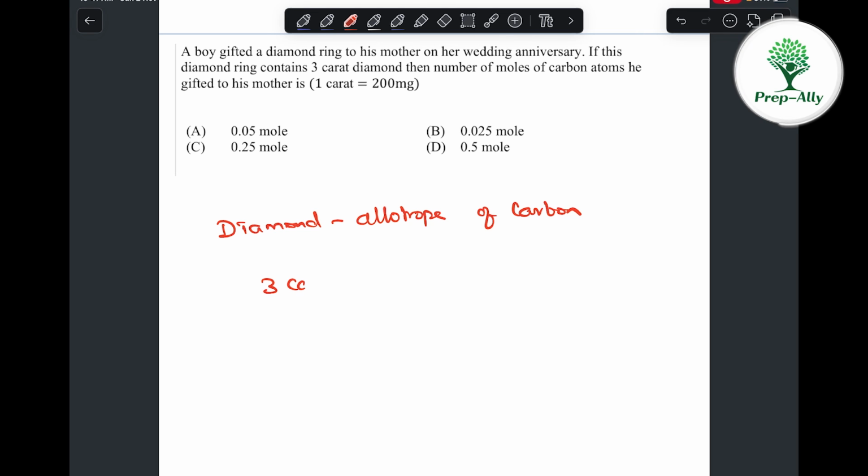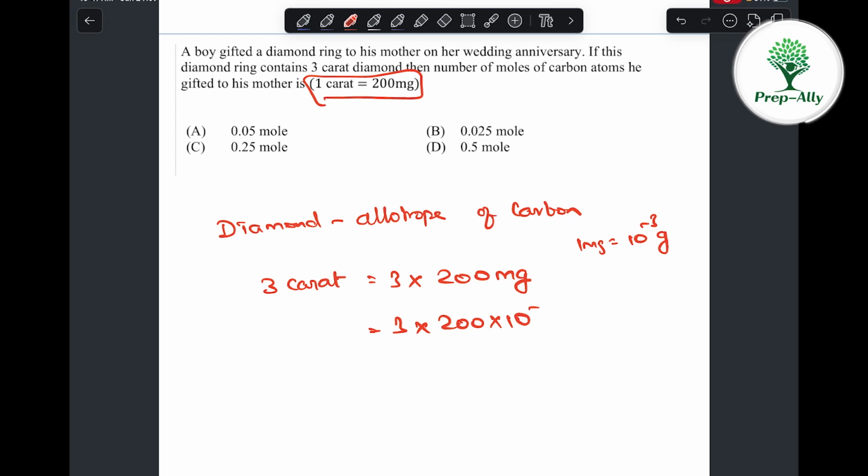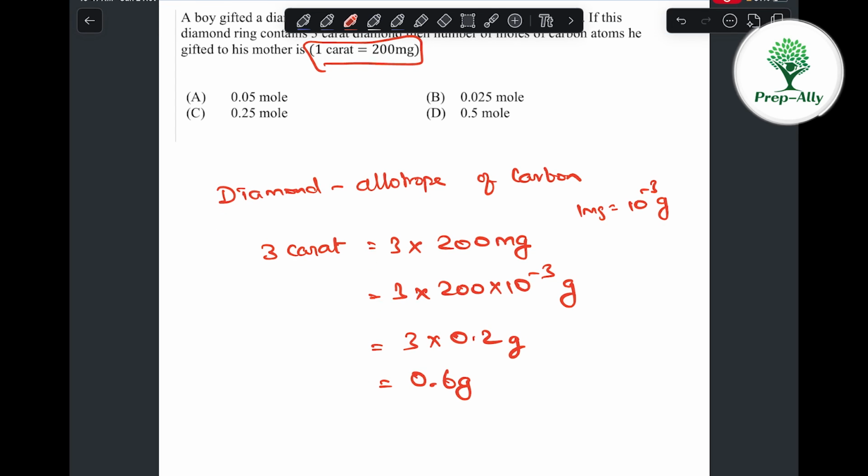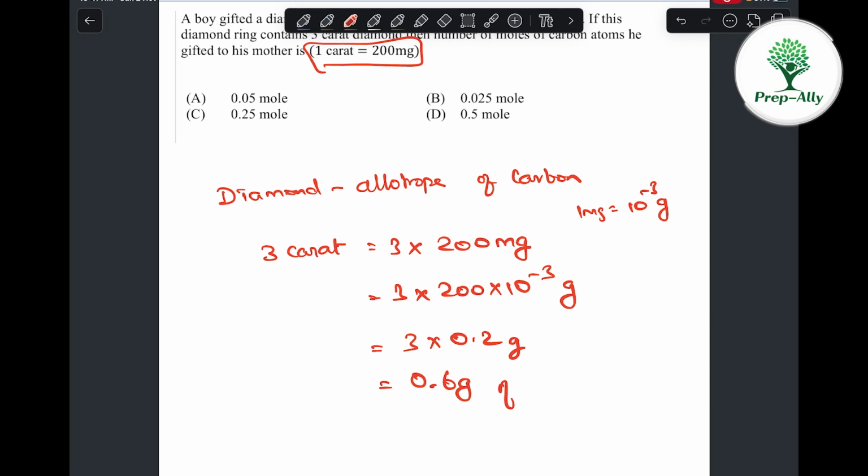So I have a 3-carat diamond, which will weigh, I know 1 carat is 200 mg. That is given in the question. So 3 carat will weigh 3 into 200 mg. Mg is milligram. 1 milligram is equal to 10 power minus 3 gram. So I can expand this milligram into gram. So 3 into 200 into 10 power minus 3 grams. If you do it, 3 into 0.2 gram, it is 0.6 gram. So I have 0.6 gram of carbon atoms in a diamond.